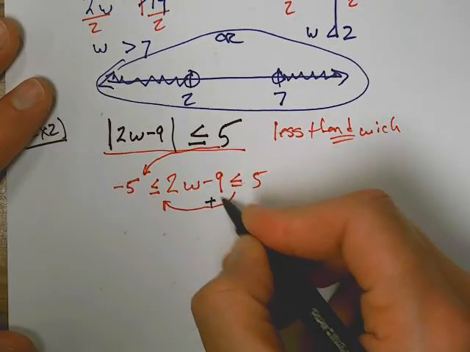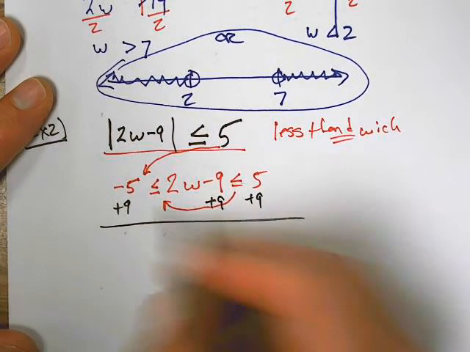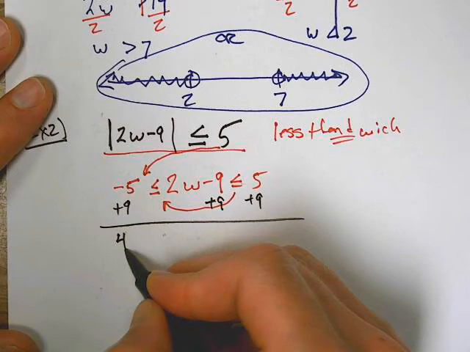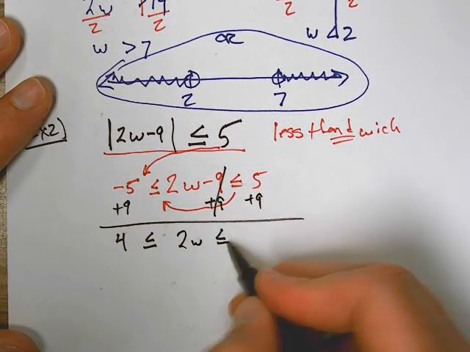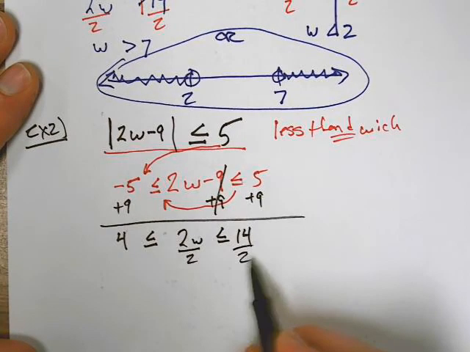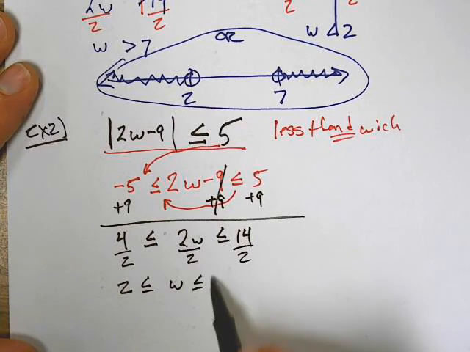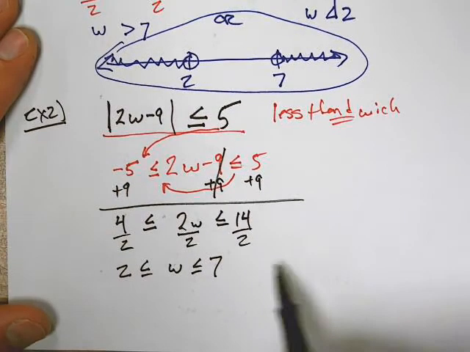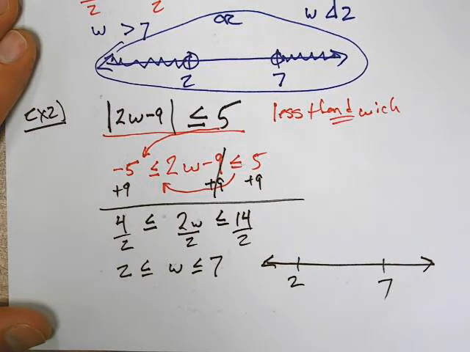I'm going to add 9 everywhere. So negative 5 plus 9 would be 4, less than or equal to 2w in the middle, less than or equal to 14. Then I divide everything by 2. So I get 2 less than or equal to w, less than or equal to 7. That's my answer. And notice when you graph this, it's a sandwich between 2 and 7.